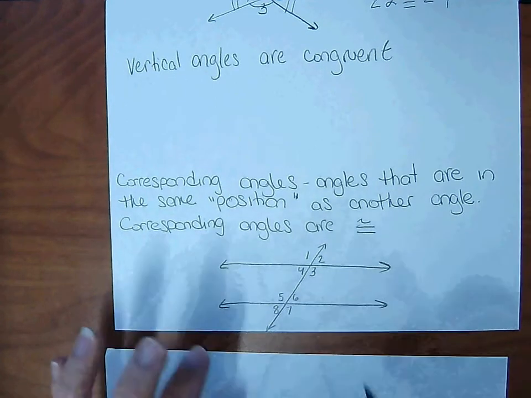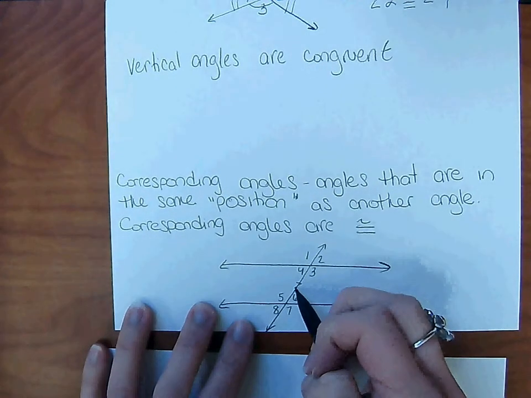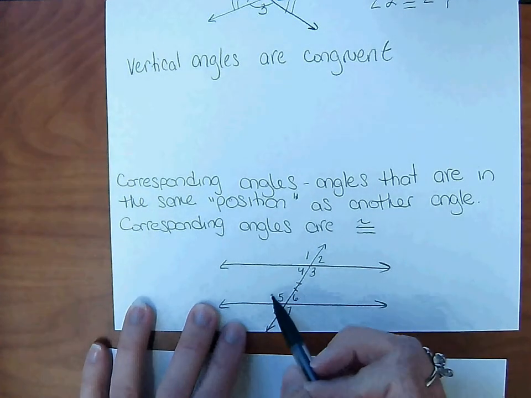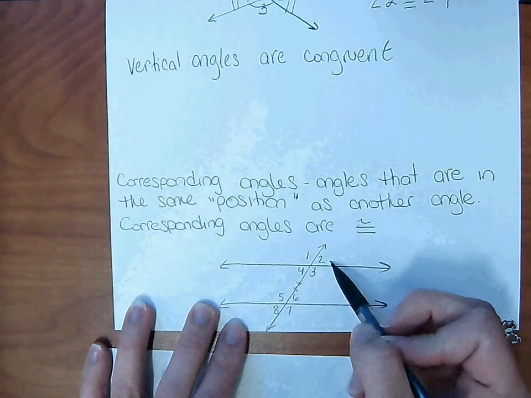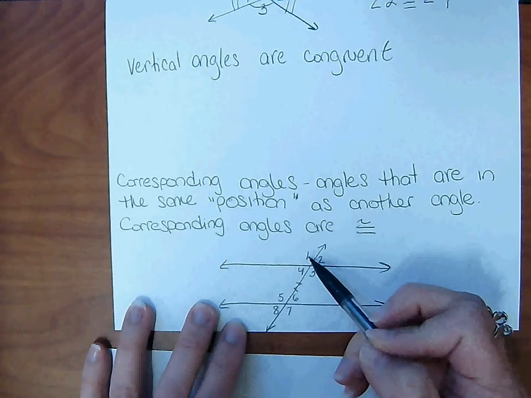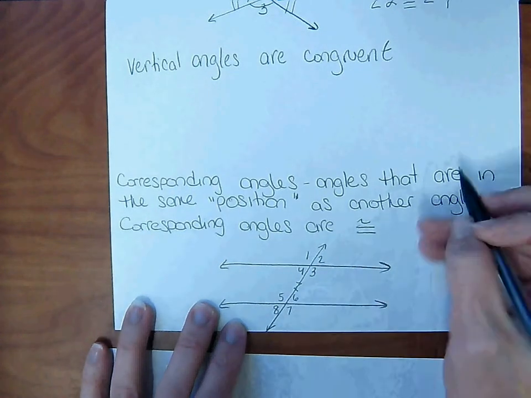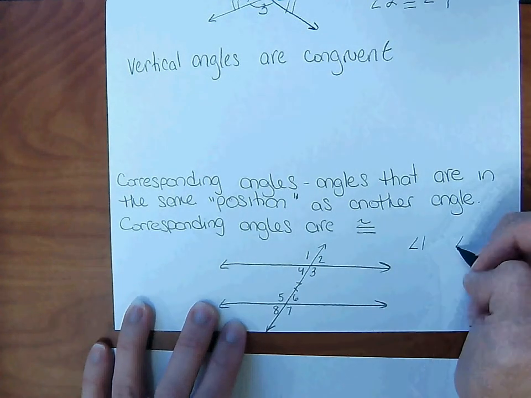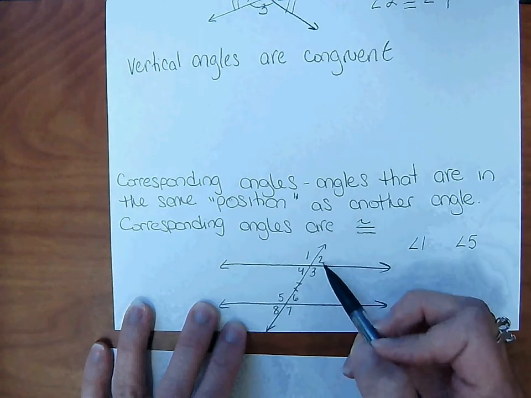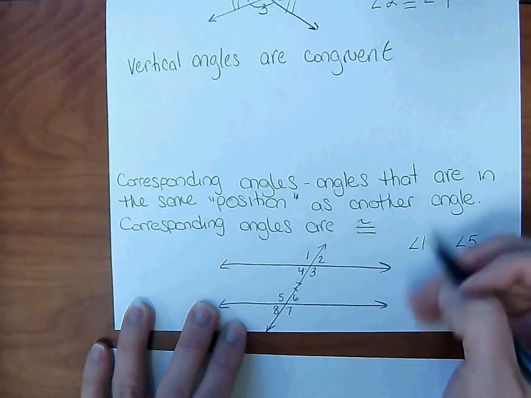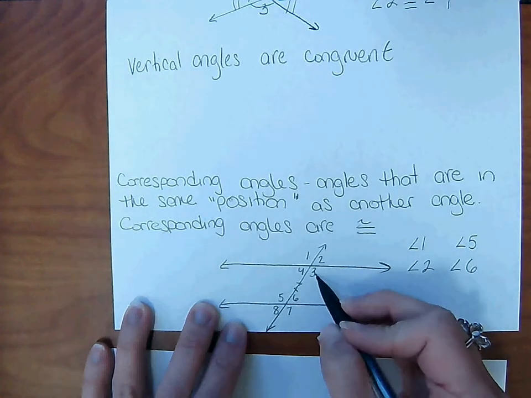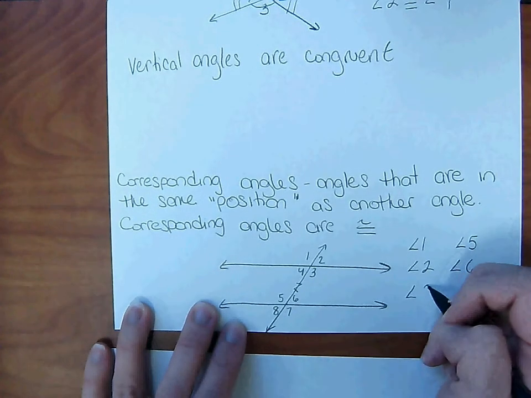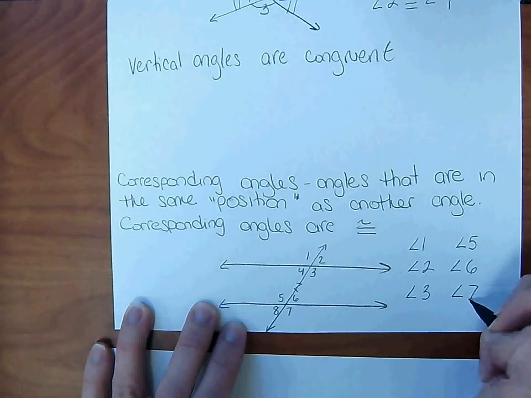So if you could imagine cutting the transversal, picking up these bottom 4 angles and putting them on top of the top 4 angles. Angle 1 and 5 are in the same position. Angle 2 and angle 6 are in the same position. Angle 3 and angle 7, and angle 4 and angle 8.